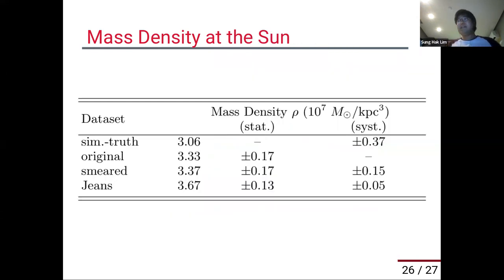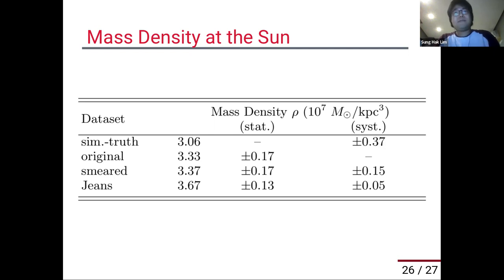So this is the same table. We just listed the mass density at the solar location. The first line is the simulation truth value, and the solved line is our estimation result. As you see, those two results agree well within the statistical and systematic uncertainties. So it's really nice. Our method is really working very well, even though we are only using a very small number of stars.